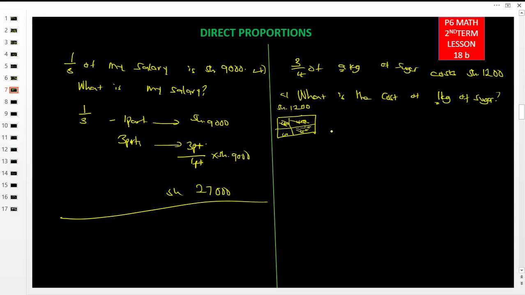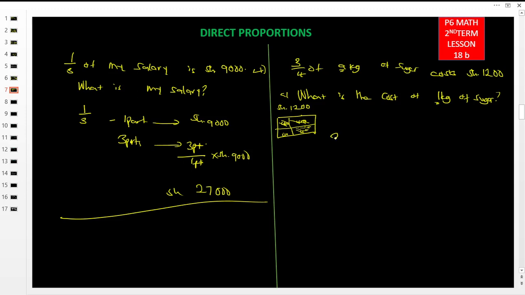Now when you get a kilogram of sugar, because a kilogram of sugar is made up of 4 quarters, now 3 quarters are 1,200. Then how about the remaining quarter? That remaining quarter is to be added onto the 3 quarters to make a kilogram. So we get this 400 remaining, we add it on to 1,200, then to make 1,600.